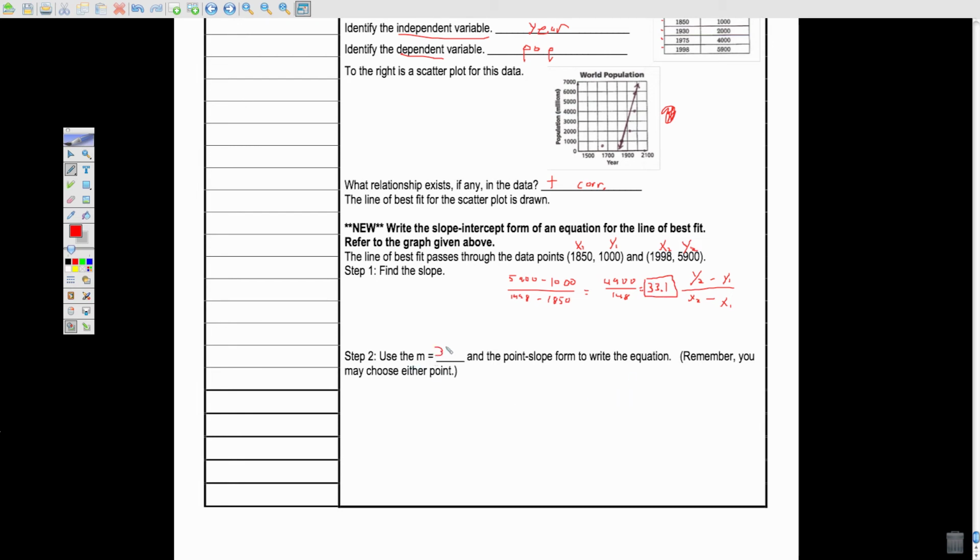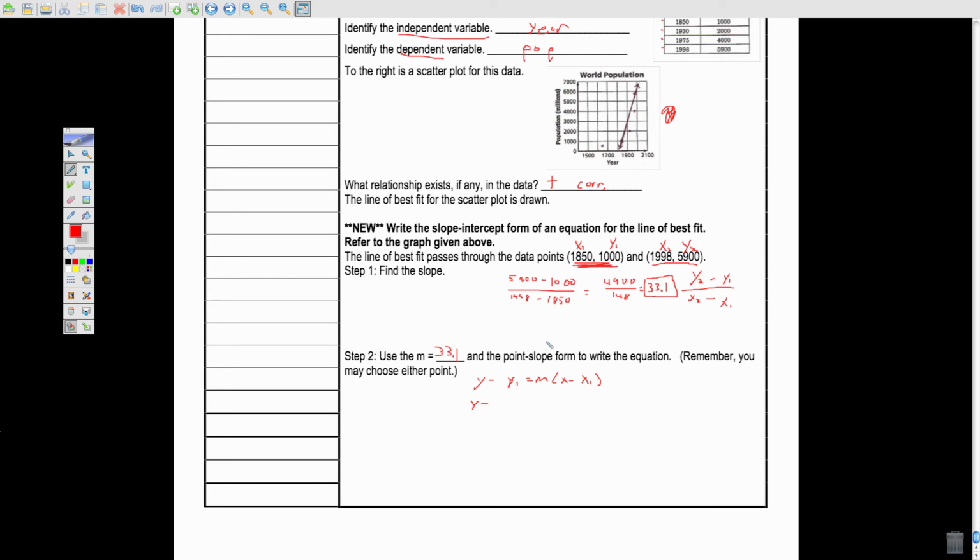Step 2, use the slope, the m, which we just found, 33.1, and the point slope to write the equation. So again, point slope, y minus y1 equals m times x minus x1. All right, so let's rewrite this using the information we have. We have 2 points. You can choose either one, so just pick one. Let's just use this first one.